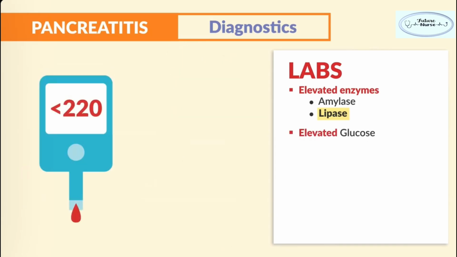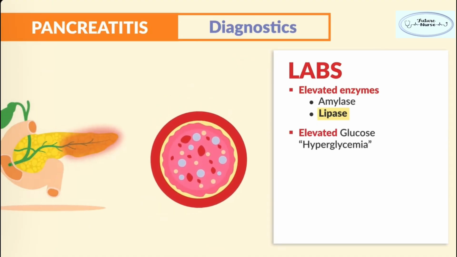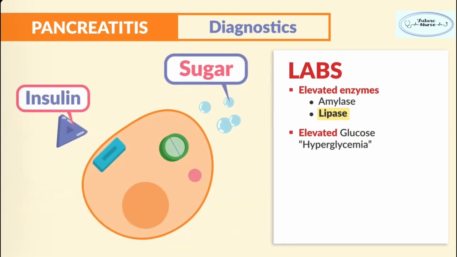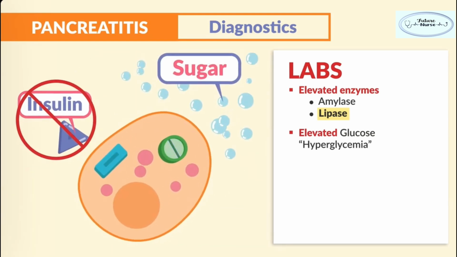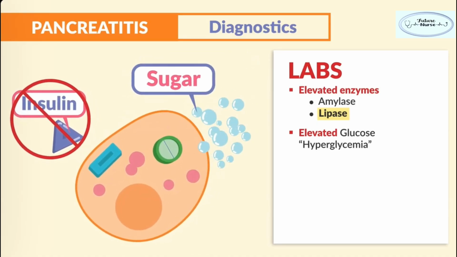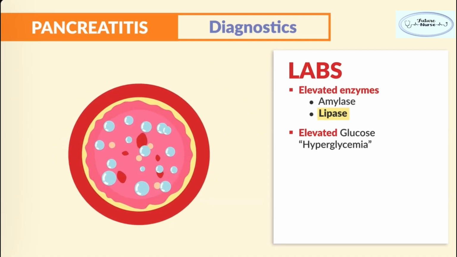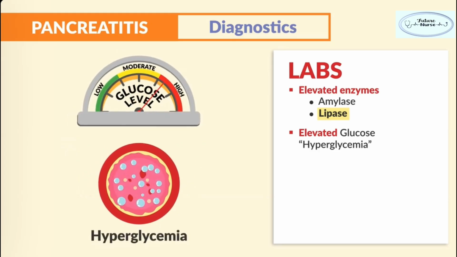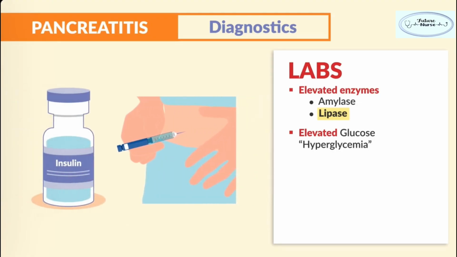We also see elevated glucose, indicating hyperglycemia. This is from the lack of insulin, as it can't get out of the pancreas too. So just think, insulin puts sugar into the cell. So without insulin, well, then no sugar can go into the cell. So it ends up just sitting around in the bloodstream, and therefore causing hyperglycemia, that elevated blood serum glucose. So clients may have to go on insulin momentarily.